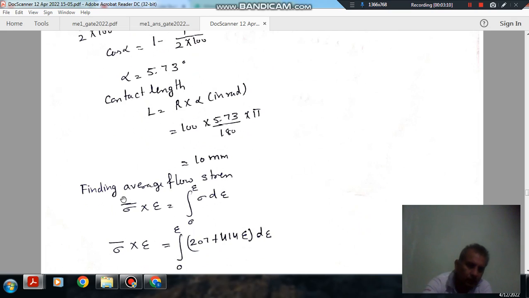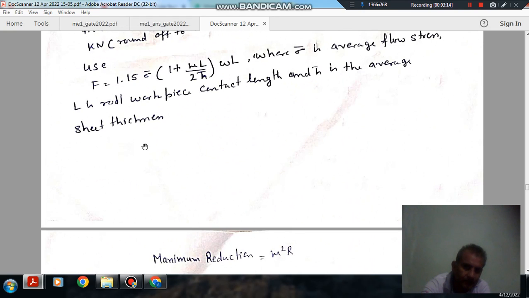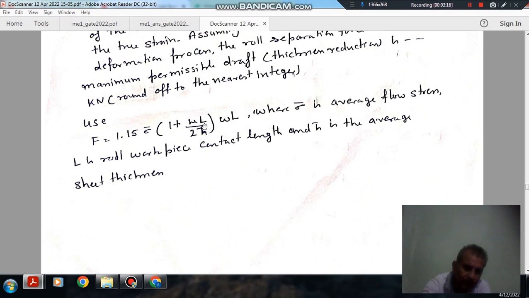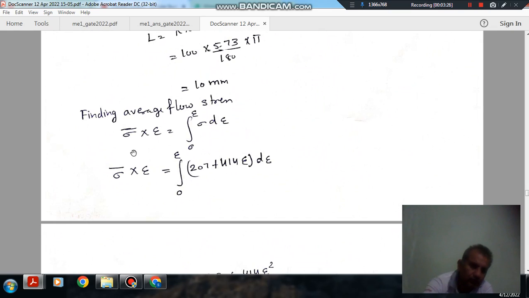Okay. Now we have to find out here, the formula is given like that. So we have found out h bar, we have found out L, w is known, mu is known. We are just left with this sigma bar, the average flow stress, and the flow stress equation is given. But we need here the average flow stress. This flow stress equation is 207 plus 414 epsilon.